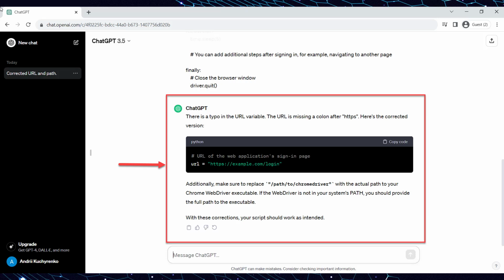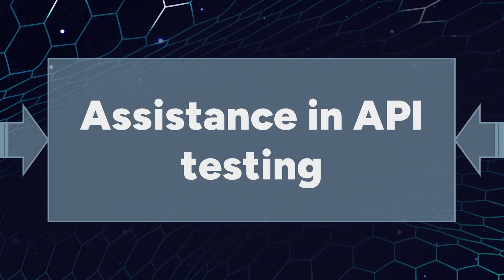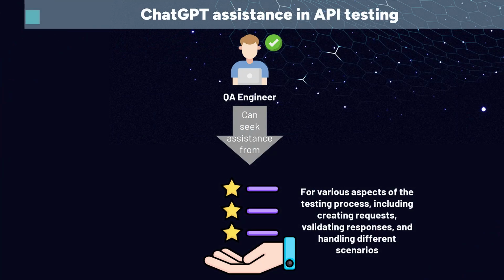Let's move on to the next case where the QA engineer might use ChatGPT, and that is 6. Assistance in API testing. In API testing, a QA engineer can seek assistance from ChatGPT for various aspects of the testing process, including creating requests, validating responses, and handling different scenarios.